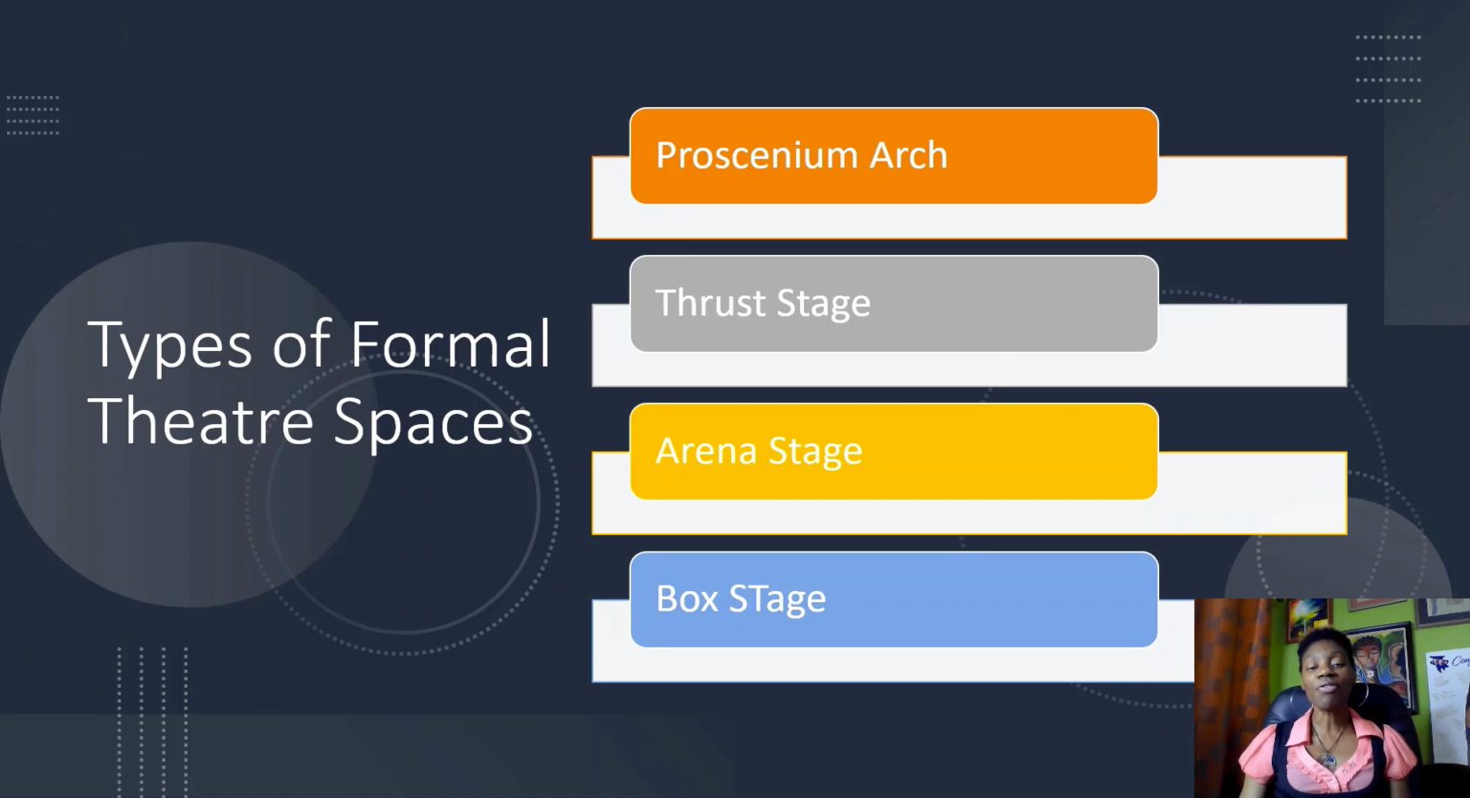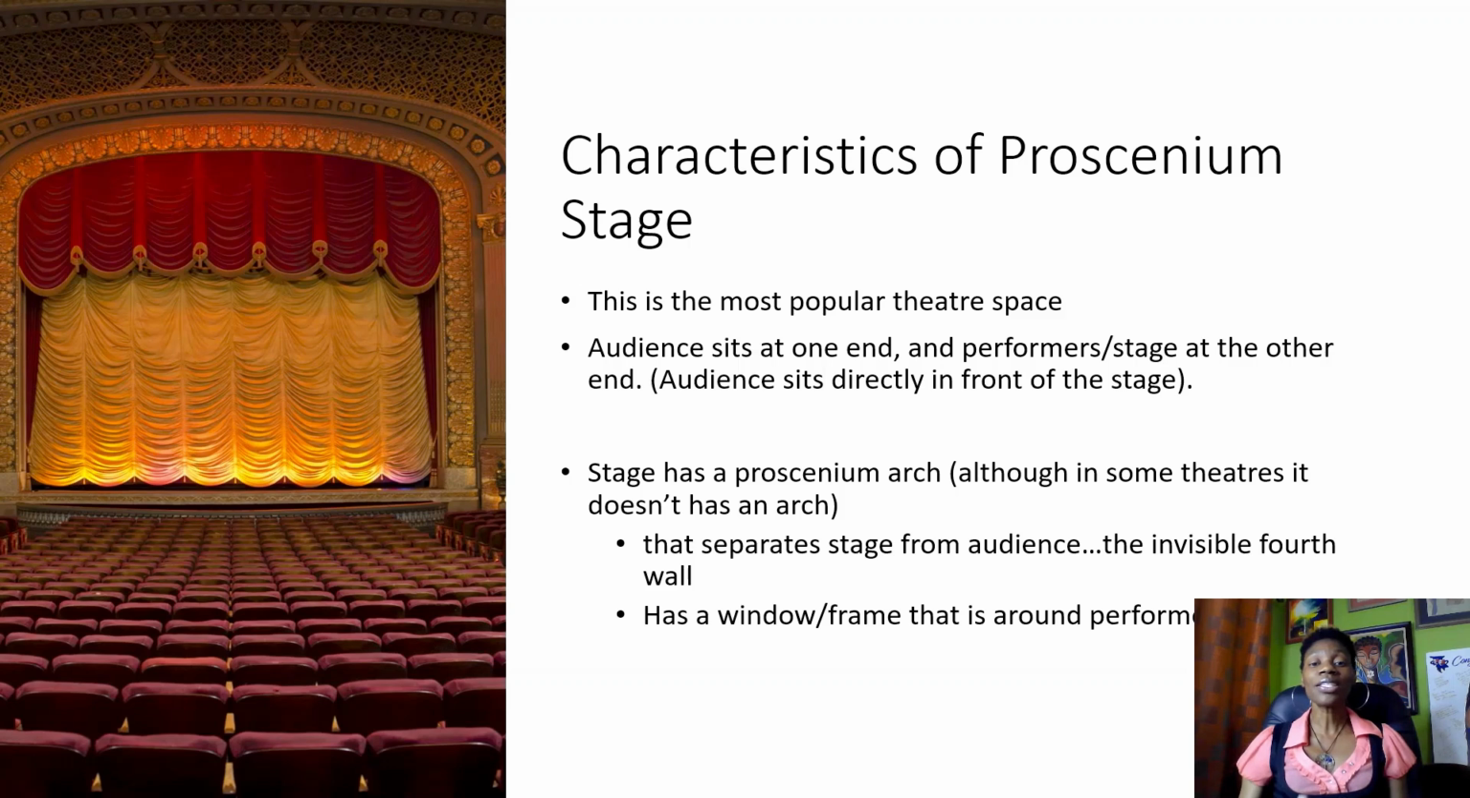The types of formal theater spaces that we're going to be looking at today are the proscenium arch stage, the thrust stage, the arena stage, and the box stage. So let us start with the proscenium arch stage, and look at some of its characteristics. First, we must point out that the proscenium arch stage is one of the most popular theater spaces that exist right now, in modern society.